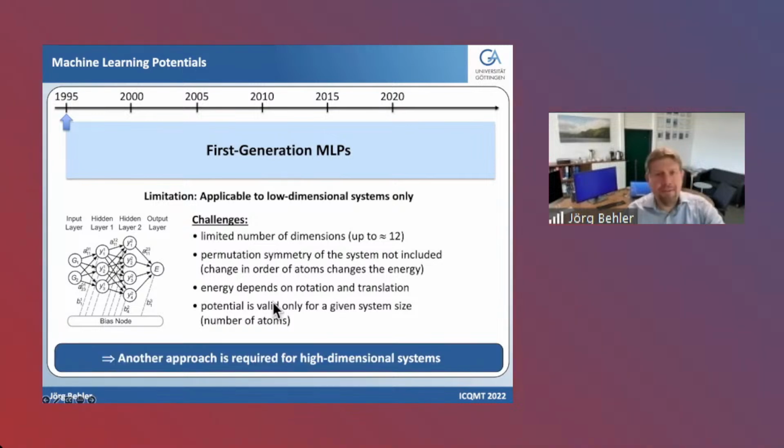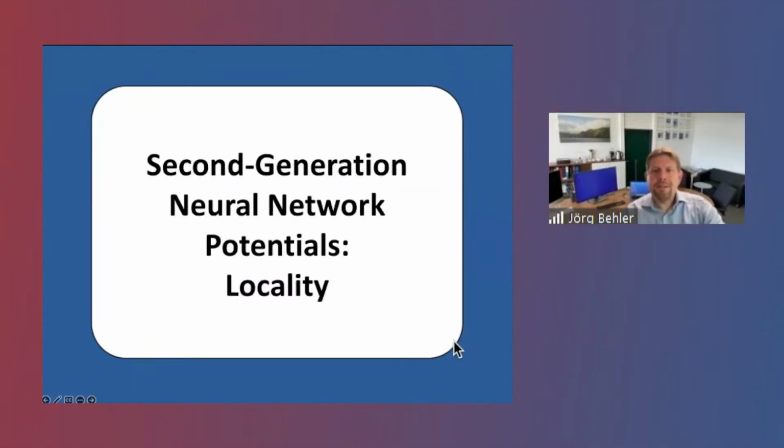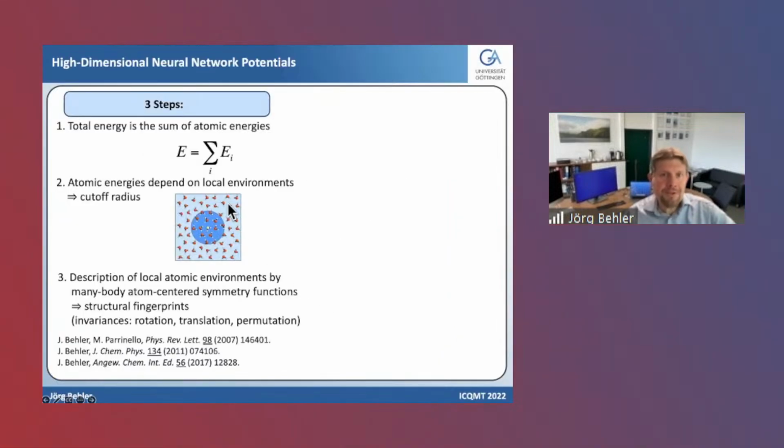And now this brings me to the second generation of neural network potentials, which allow using machine learning for very large systems, exploiting the concept of the locality of a major part of the atomic interactions. So in the end, this consists of 3 steps. The first step is to replace the single feed-forward neural network by a set of atomic neural networks, and each of these atomic neural networks provides the energy of a single atom in the system as a contribution to the total energy.